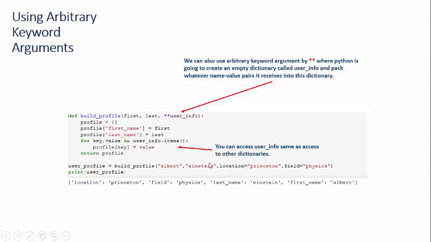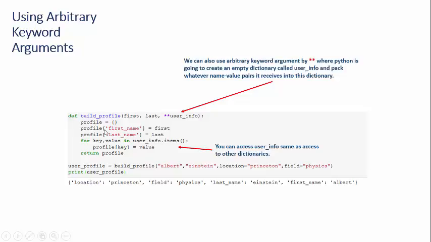key-value pairs. For example, in this particular one, we can pass Albert and Einstein as the first and last name to the first and last parameters. But for user_info, you can put in 1, 2, 3 or multiple key-value pairs here. We have location equal to Princeton, field equal to physics, and you can put in any other arbitrary number of key-value pairs as arguments. All those will be lumped together into a dictionary. The dictionary is the user information, and location and field become the keys. Princeton and physics become the values for that particular dictionary.